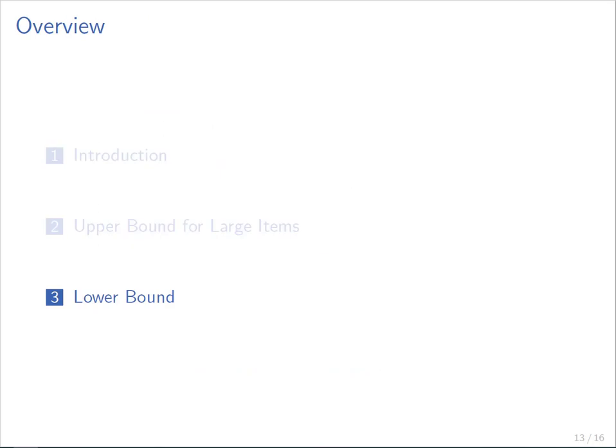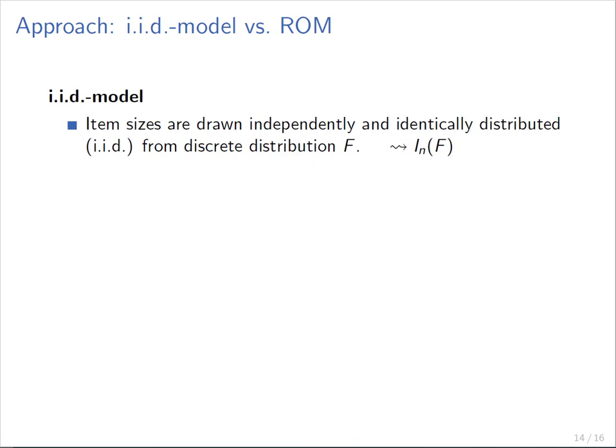Okay, in the remaining minutes I will briefly sketch the construction for the lower bound. This approach is based on the connection between the i.i.d. model and the random order model. So the i.i.d. model is some other model from probabilistic analysis. Here, the item sizes are drawn independently and identically distributed according to some discrete distribution f. So in contrast to the random order model, the i.i.d. model is drawing with replacement. The random order model is drawing without replacement.